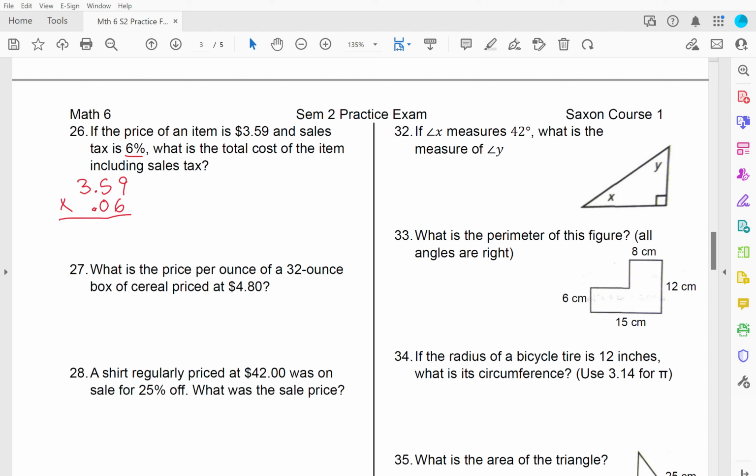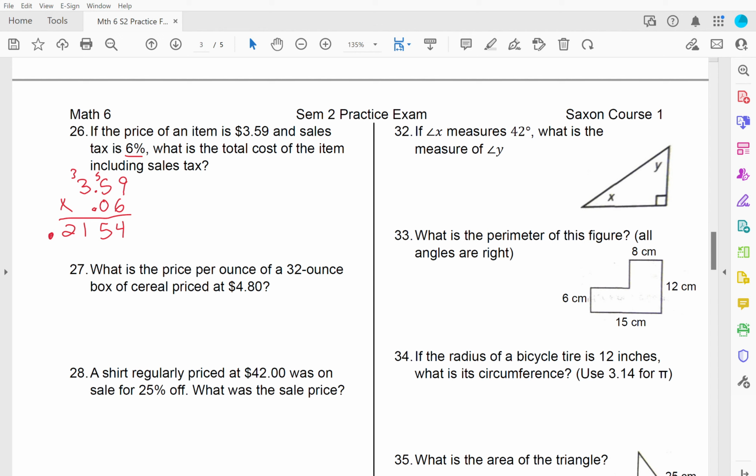So 6 times 9 is 54. Put down the 4, carry the 5. 6 times 5 is 30. Plus 5 is 35. Put down the 5, carry the 3. 6 times 3 is 18. Plus 3 is 21. Notice we have 4 decimal places, so it moves it all the way out here.